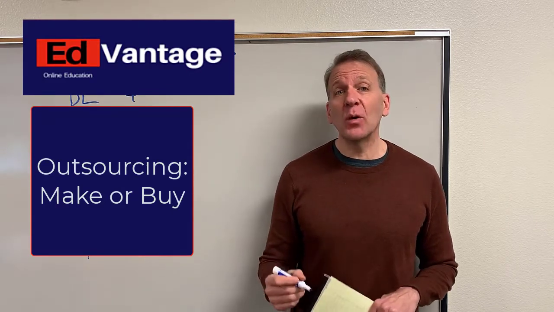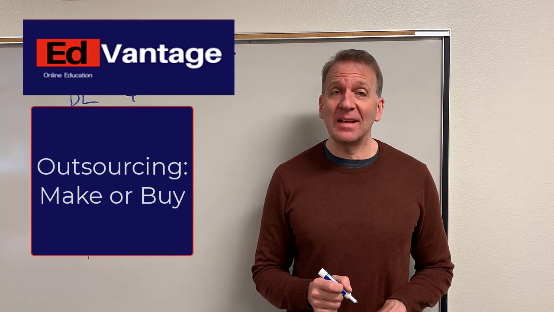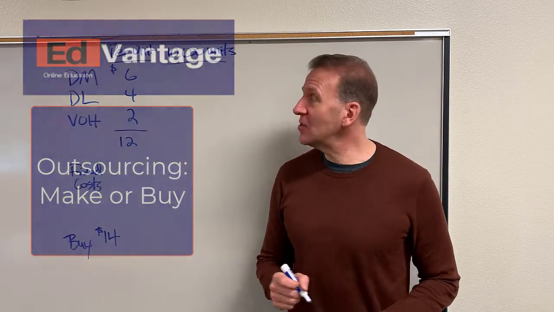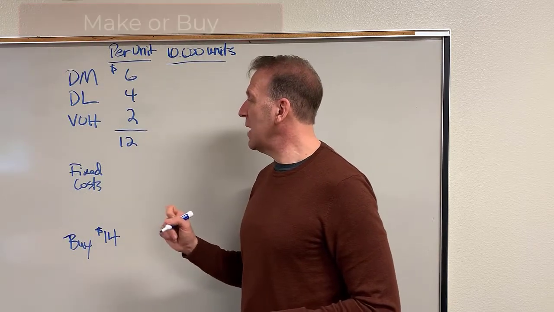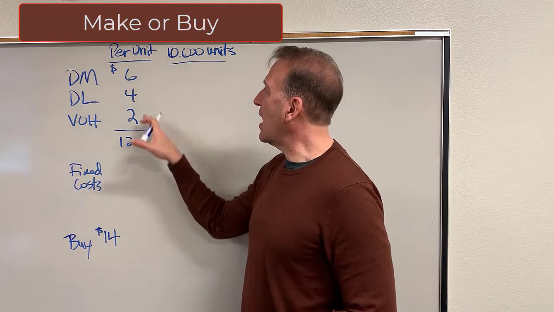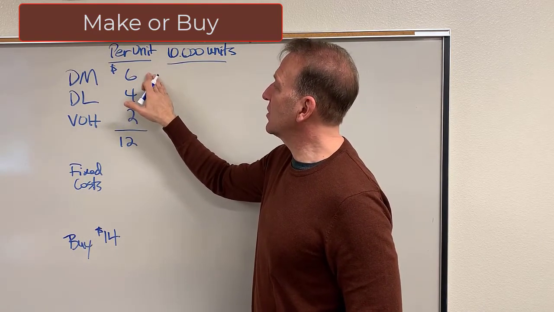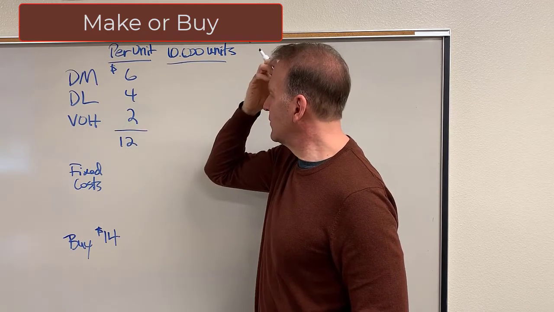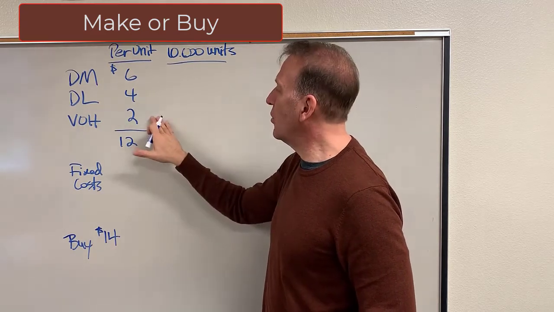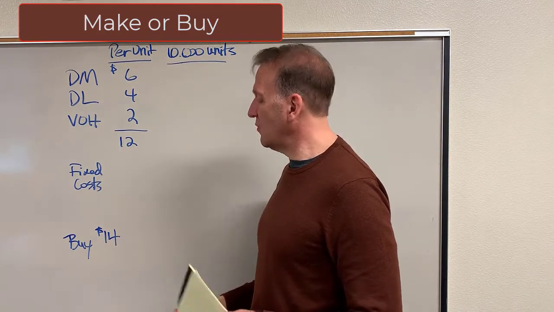In today's video, we're going to continue with this decision-making process, and we're going to look at make or buy decisions. So we've got this part that we actually make right now, and here are the costs associated with it. When we make this part, the materials cost $6, the direct labor is $4, the variable overhead is $2, so our variable costs are $12.